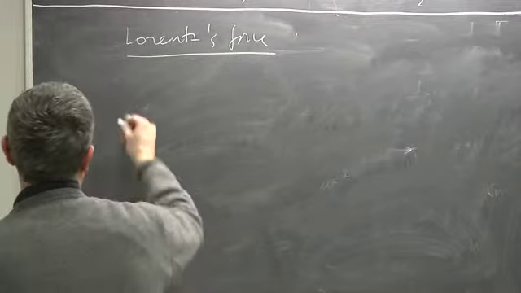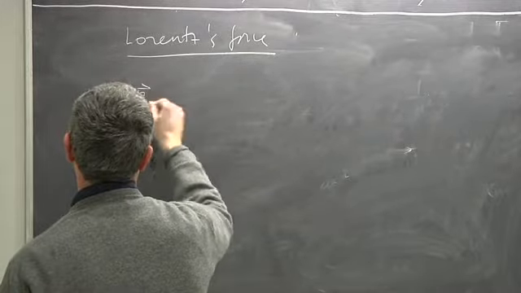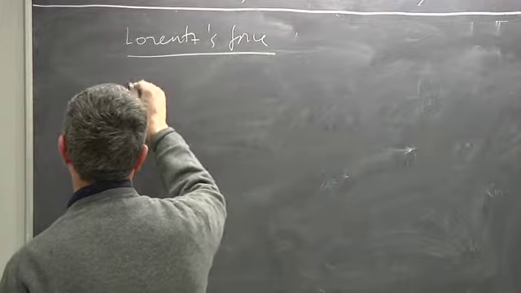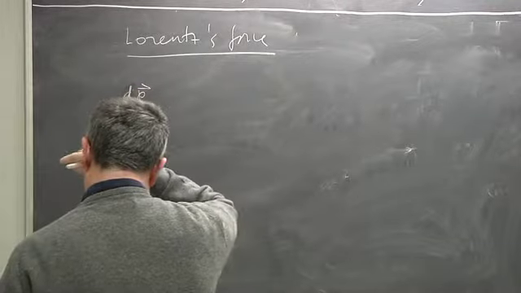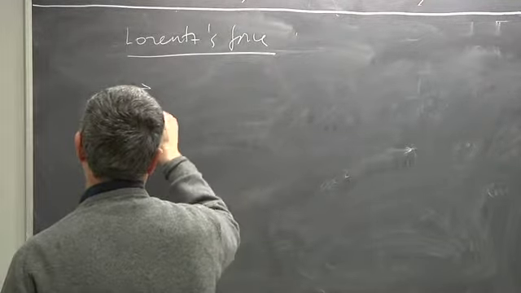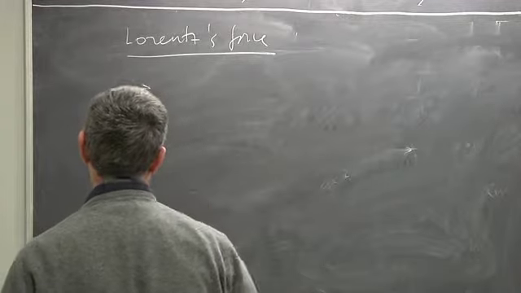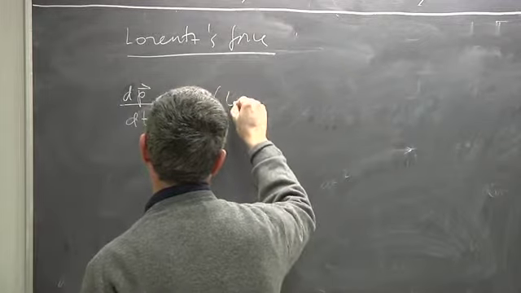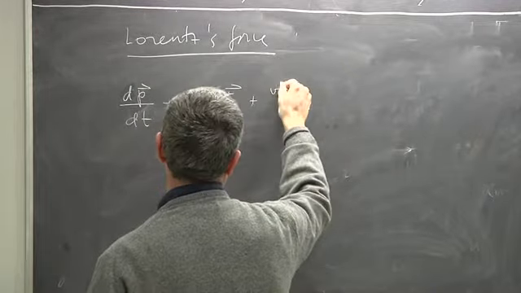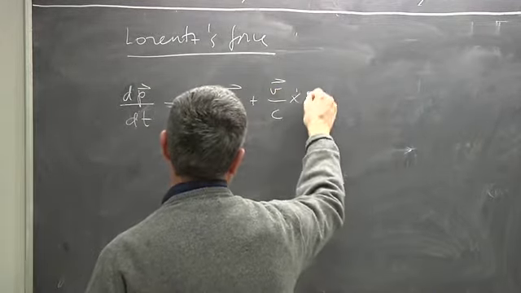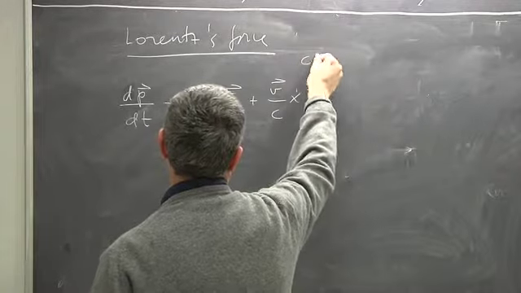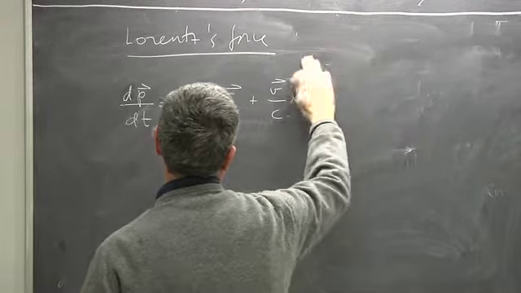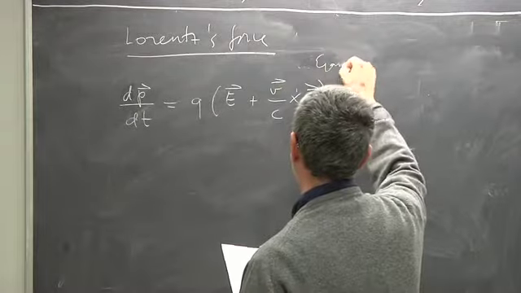So we wrote this in three-dimensional space as ma, the change in momentum for a particle with charge q, is q times E, the electric field, plus v over c cross B. Now I'm in CGS, or Gauss units, I guess.